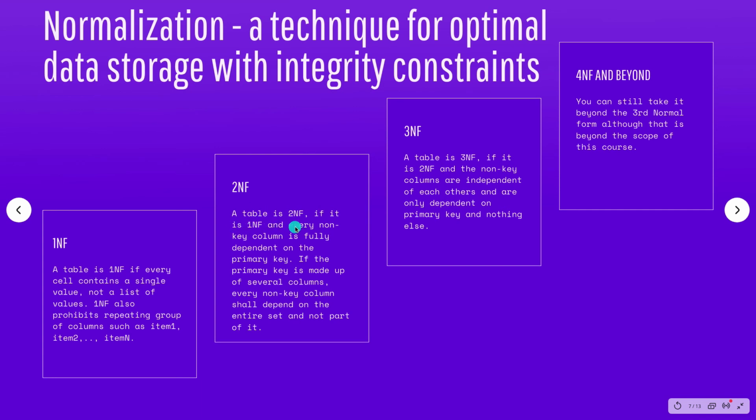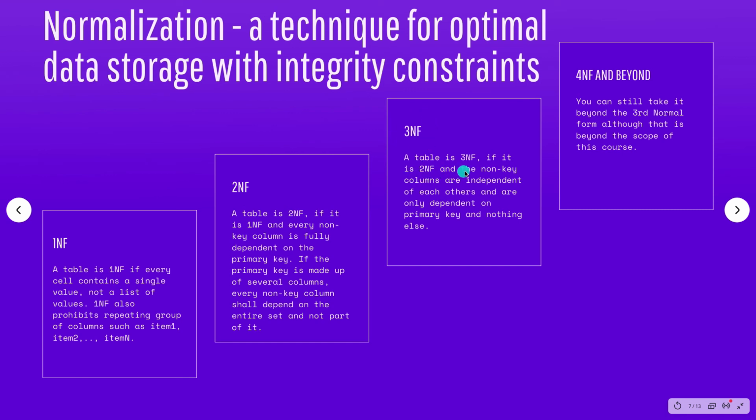A table is in second normal form if it is in first normal form and every non-key column is fully dependent on the primary key. If the primary key is made up of several columns, every non-key column shall depend on the entire set and not part of it. So once you bring your database to the second normal form, then you are ready to take it to the next level, which is the third normal form.